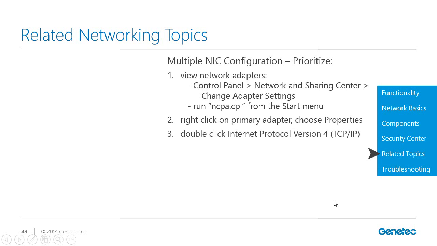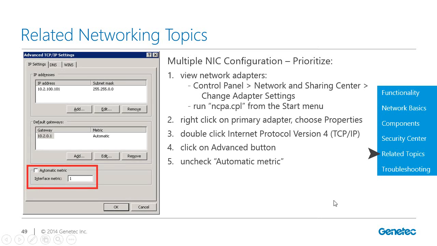In the Networking tab, under the list of items used by this adapter, select the Internet Protocol version 4 TCP/IP item and click on the Properties button below the list, or just double-click on the item. From the General tab of the window that pops up, click on the Advanced button at the bottom. And at the bottom of the next window, there's an option that says Automatic Metric. Uncheck this and assign it a value of 1 in the interface metric field.